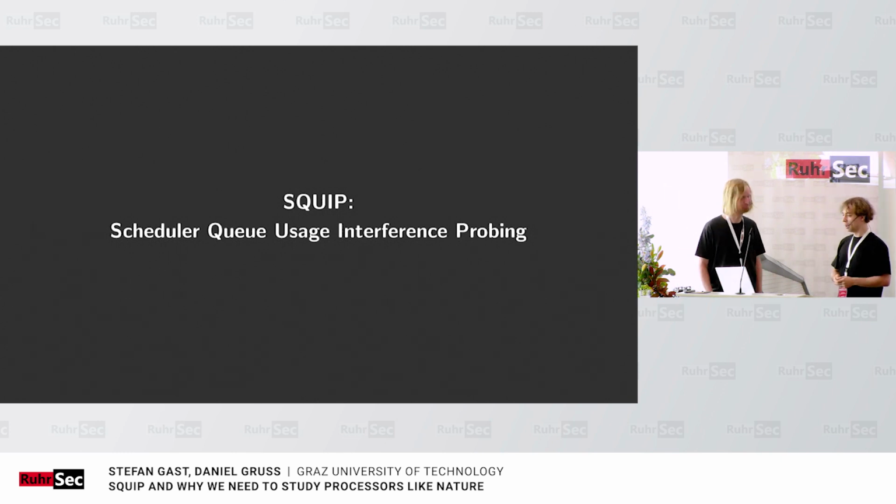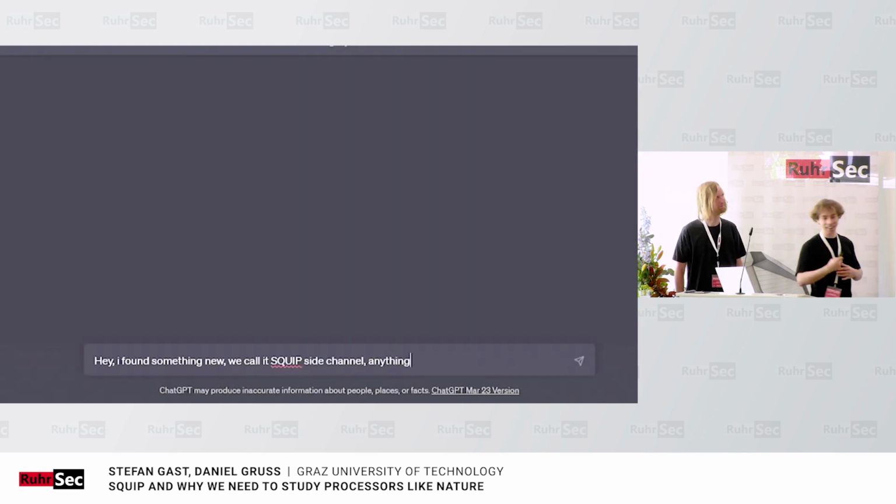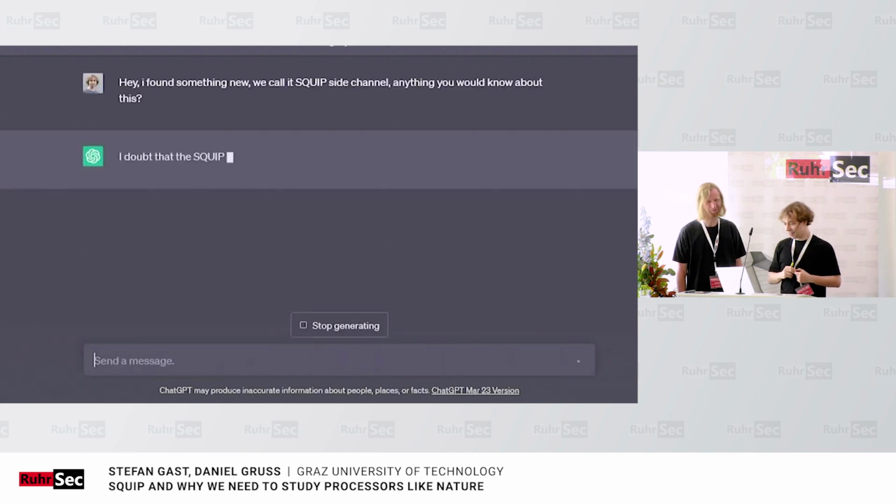Wait a second. Something we learned over the years is when we do new research, we should first check whether it already exists. And of course, we don't want to Google this anymore. We just ask ChatGPT, hey, we found something new, we call it SQUIP, side channel, anything you know about this?